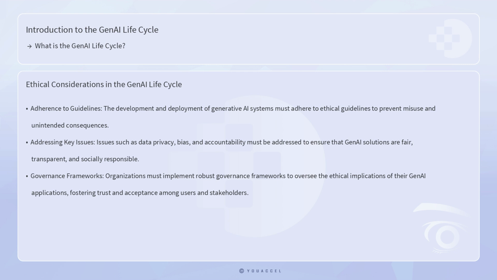Moreover, ethical considerations permeate all stages of the GenAI life cycle. The development and deployment of generative AI systems must adhere to ethical guidelines to prevent misuse and unintended consequences. Issues such as data privacy, bias, and accountability must be addressed to ensure that GenAI solutions are fair, transparent, and socially responsible. Organizations must implement robust governance frameworks to oversee the ethical implications of their GenAI applications, fostering trust and acceptance among users and stakeholders.